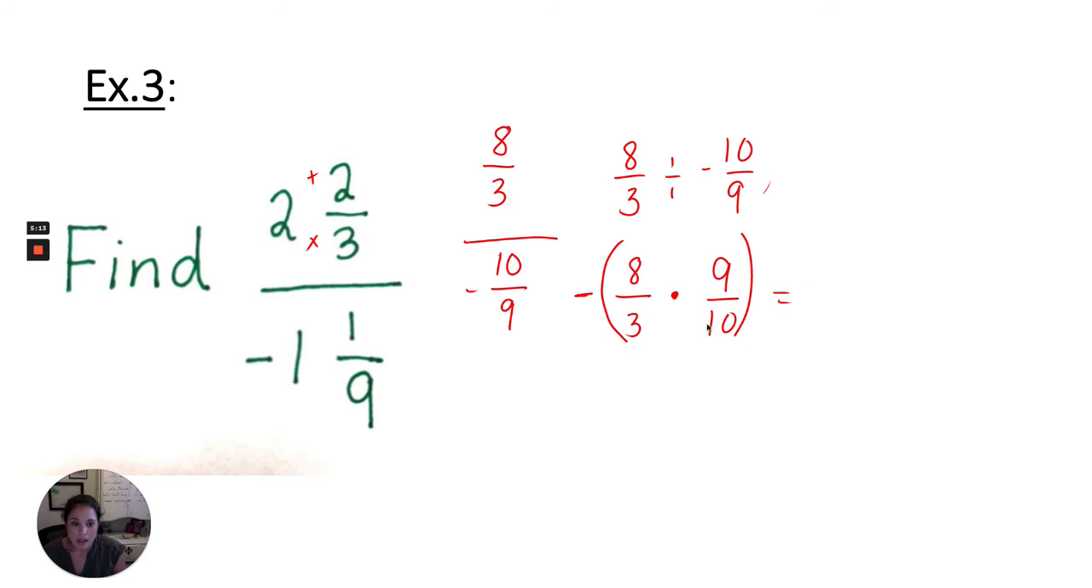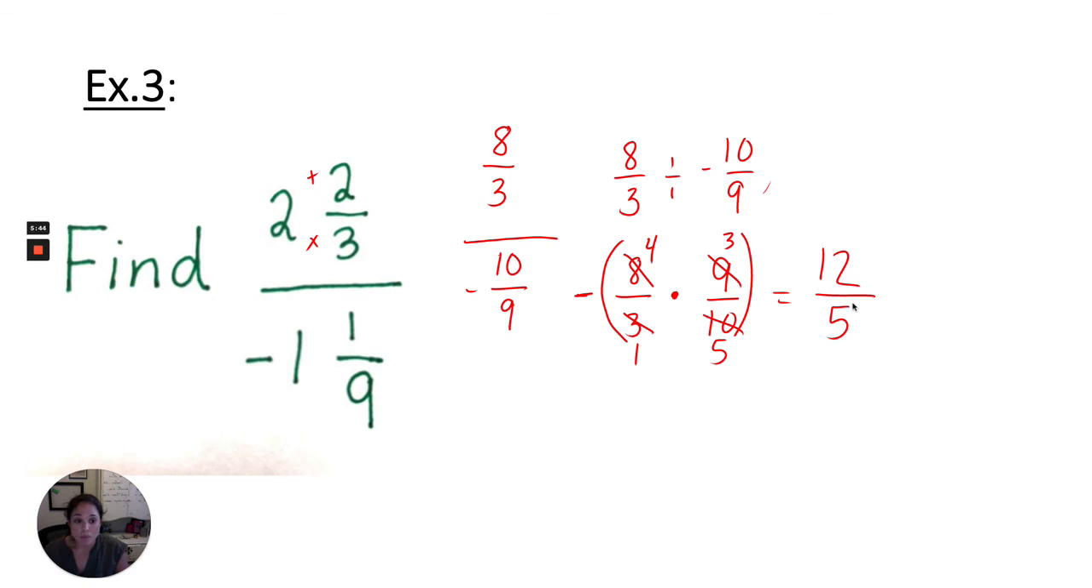Now I can multiply, but before I multiply, I see some common factors. So I see a common factor between 3 and 9. 3 goes into 3 one time, 3 goes into 9 3 times. And a common factor between 8 and 10 would be 2. 2 goes into 8 4 times, and 2 goes into 10 5 times. 4 times 3 is 12, and 1 times 5 is 5.